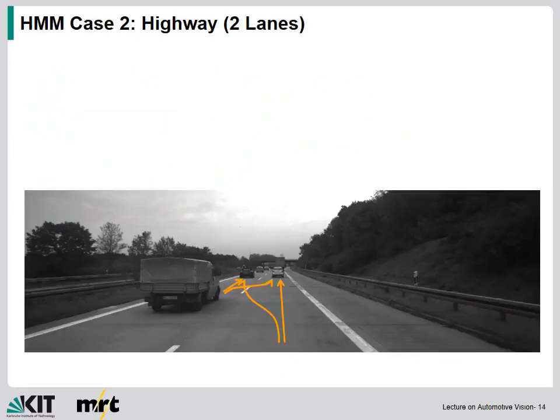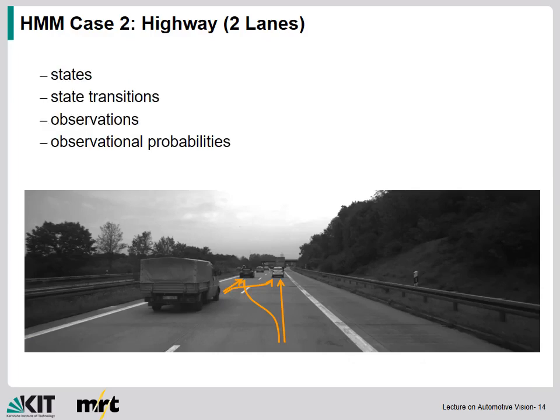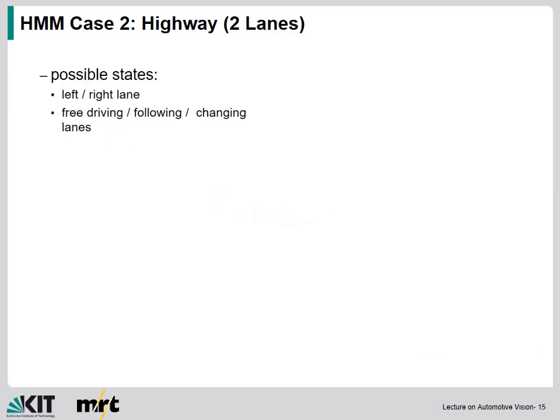Now let's extend this task to the case of a highway with 2 lanes. Here the situation of course becomes more complicated, because we cannot just follow the vehicle ahead and have a free driving mode, but we can also do lane changes. So let's talk about which states we need, which state transitions, which observations, and which observation probabilities. The state must model whether the vehicle is driving on the left or the right lane, and whether it is free driving or whether it's following a vehicle ahead or changing its lane.